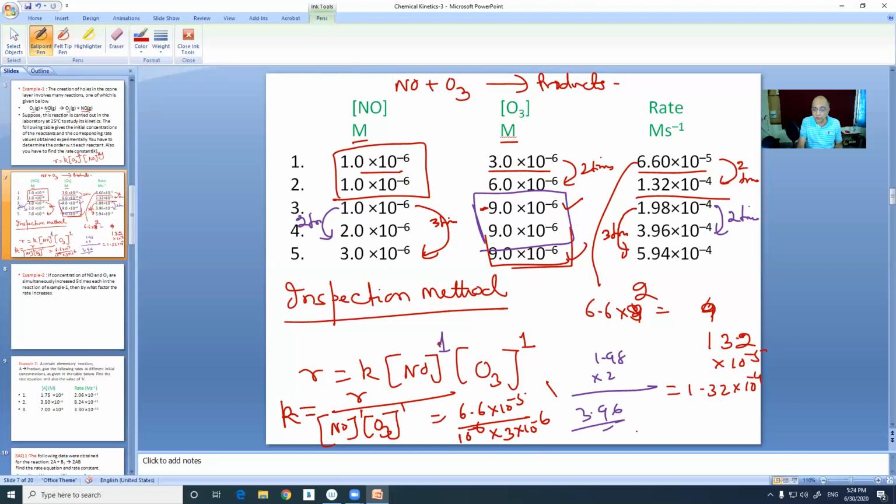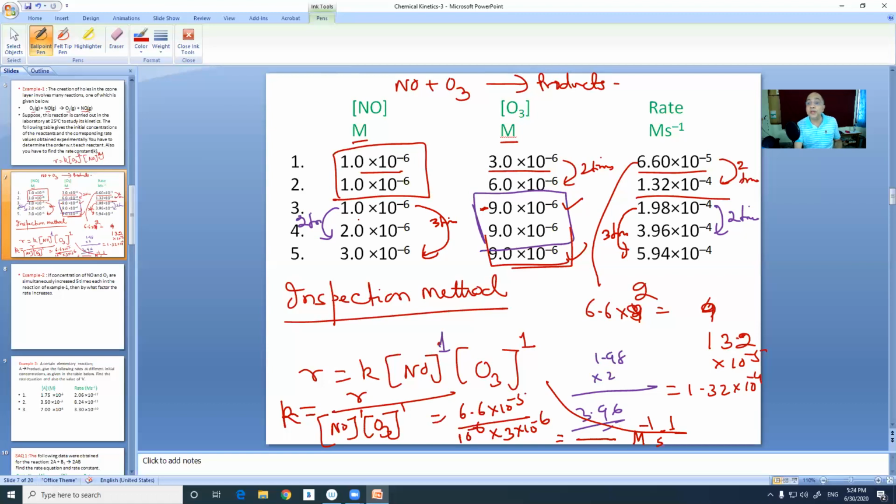So whatever comes will be the rate constant, and the unit will depend on the order. The unit for second order will be molarity inverse, second inverse. You understood? Liter per mole per second, because it is second order. Rate will be molarity per second. The denominator will be molarity square. So it will be molarity to the power minus 1, second to the power minus 1. That is liter per mole per second. You understood? This is very simple.